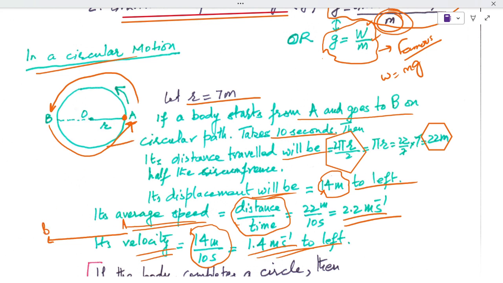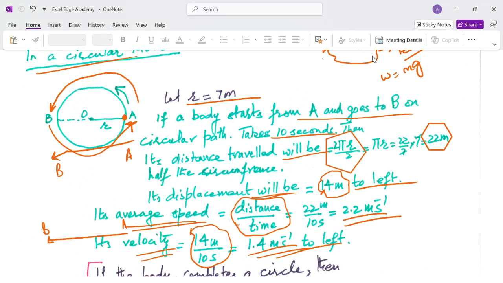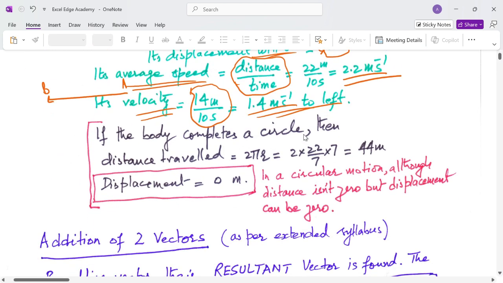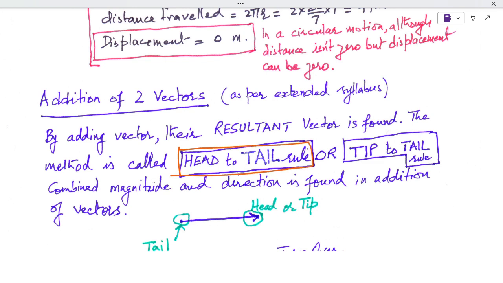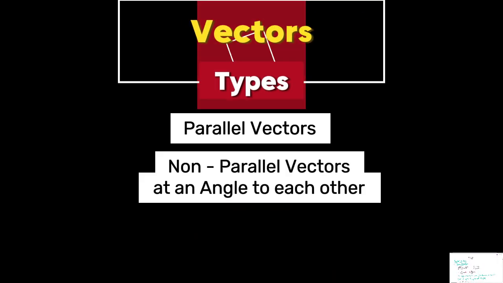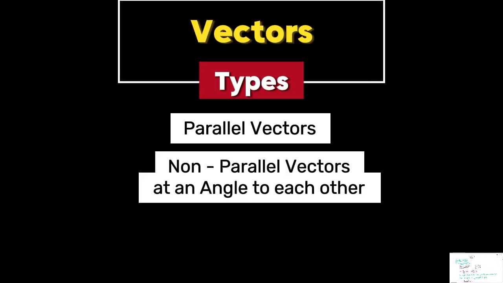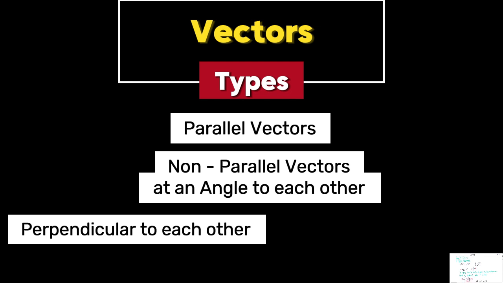While dealing with vectors, we are required to find the combined effect of two vectors interacting with each other. That is also called finding the resultant of two vectors. The method used to do that is known as head-to-tail rule or tip-to-tail rule, and I have given in the diagram what is a tail and what is a head or a tip, shown in green color. Now vectors could be parallel vectors, they could be non-parallel vectors at an angle to each other, they could be perpendicular to each other, they could be opposite in direction.